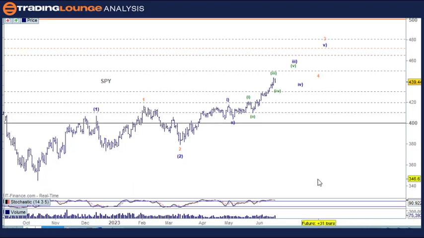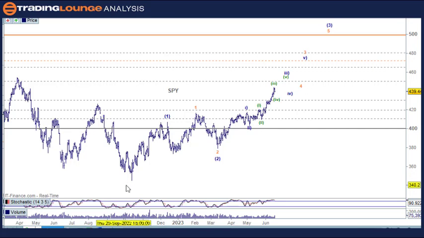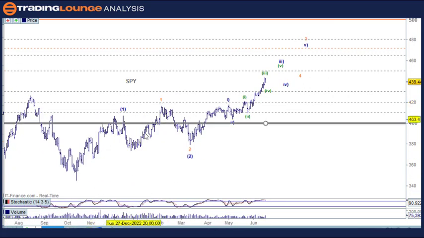Let's just start with the SPY because it's got a nice clean count. From the last low here in October, we're looking at 1 and 2, 1 and 2, 1 and 2, 3, 4, 5 for the third, fourth and fifth, and up for the third here.